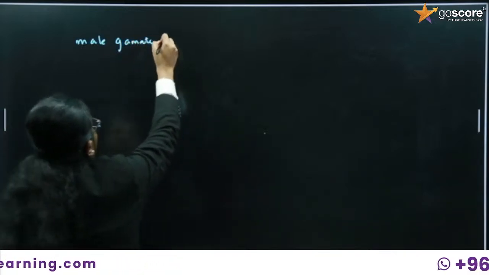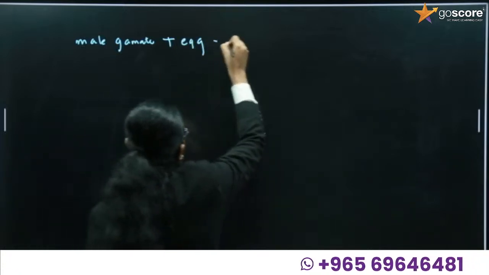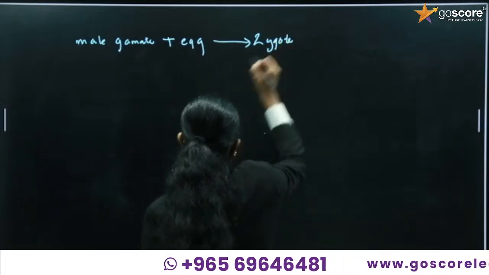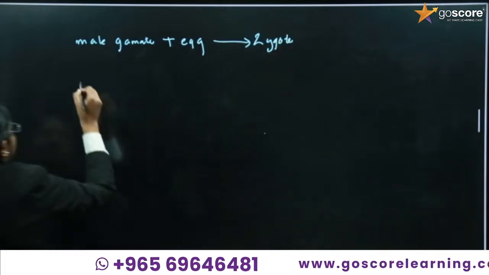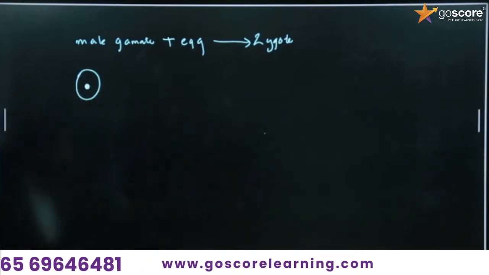Okay, it enters into the egg cell and fuses with the nucleus of the egg cell to form the structure called zygote. Let's consider this as the zygote. Inside the zygote, there is a nucleus.